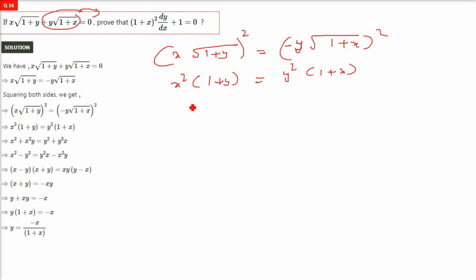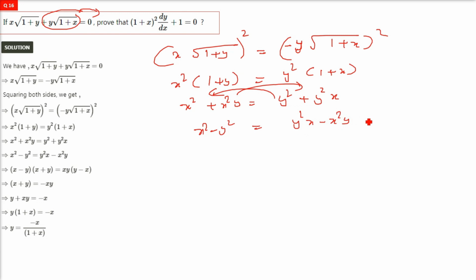Alright. So this is going to be x square and x square y, then y square plus y square x. And this x square minus y square we can use a formula. So let us bring this y square to the left hand side and x square y to the right hand side. x square minus y square, we get y square x minus x square y. And so we can take xy common from the right hand side. I am just taking the right hand side. So it is going to be xy, y minus x. x square minus y square will be x minus y, x plus y. a minus b, a plus b. So xy, y minus x.